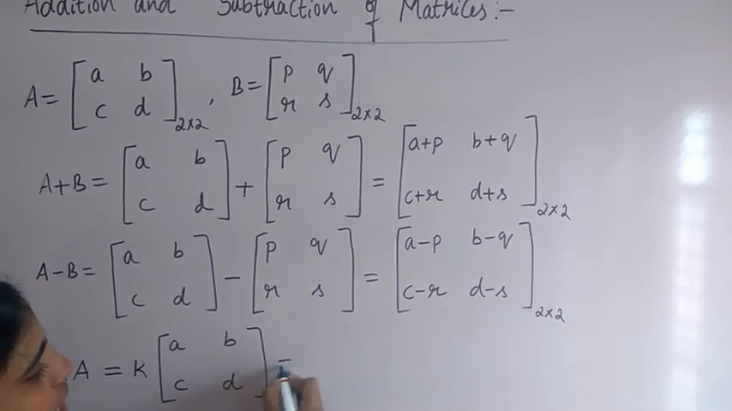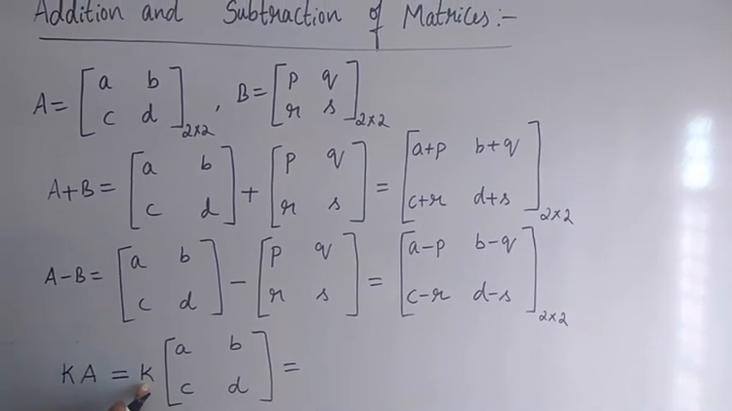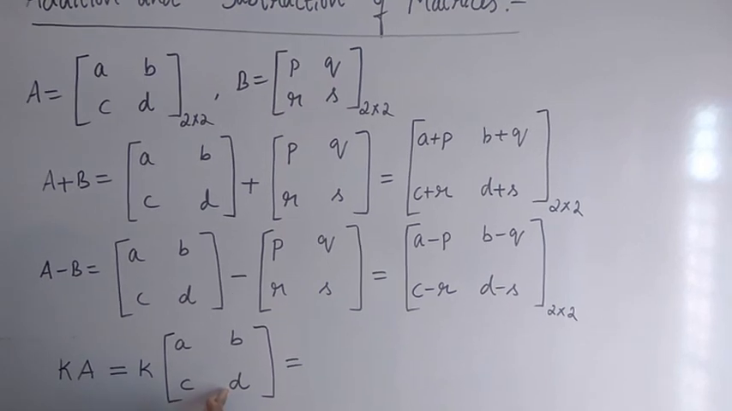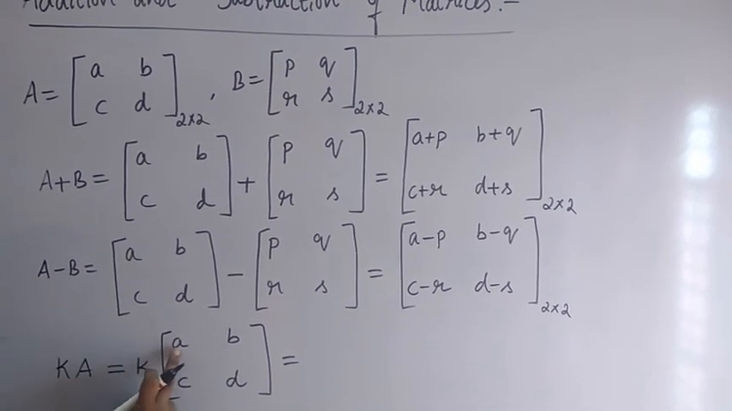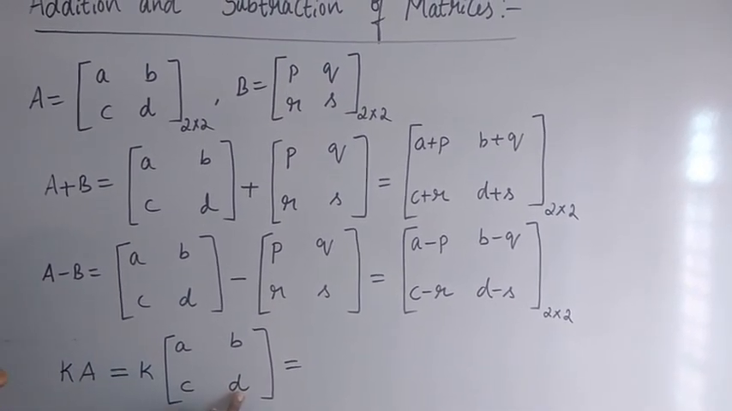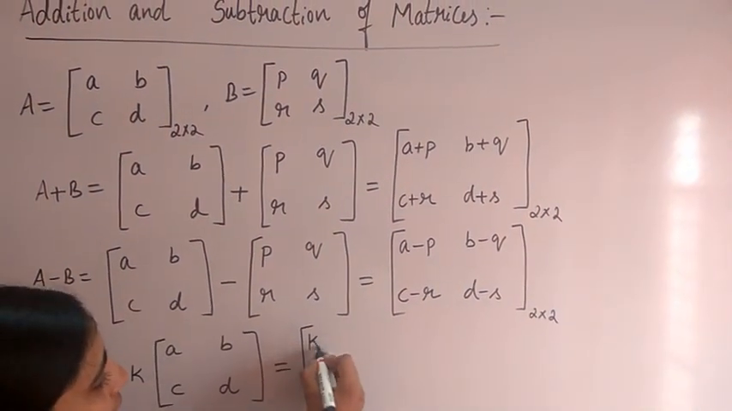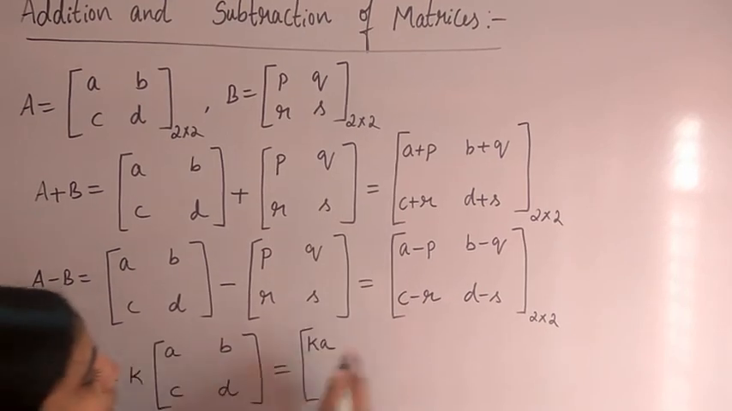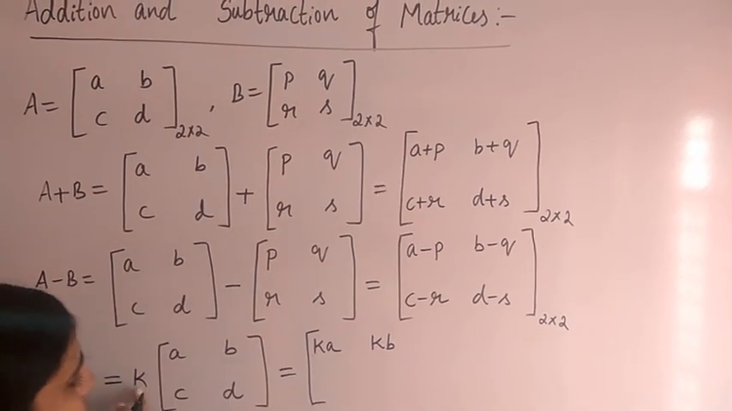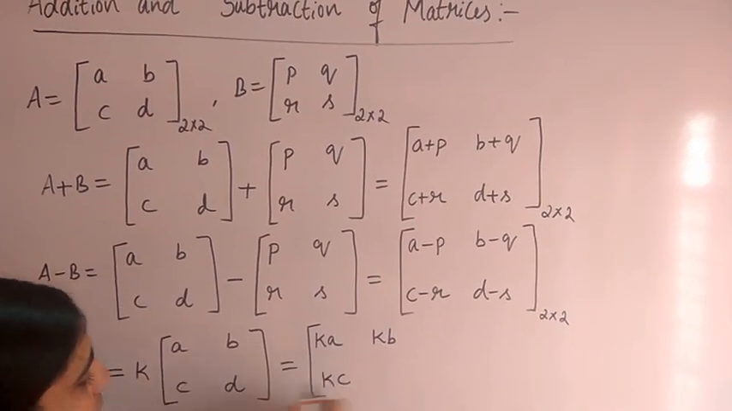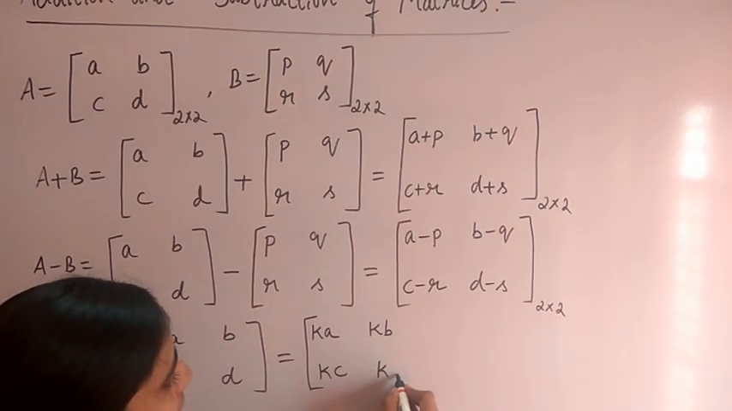If we take this constant K inside the matrix, we have to multiply K with each element of the matrix. So we get K into A, Ka. K into B, Kb. K into C, Kc. K into D, Kd.